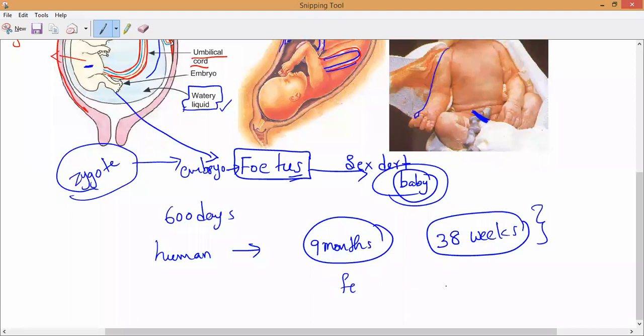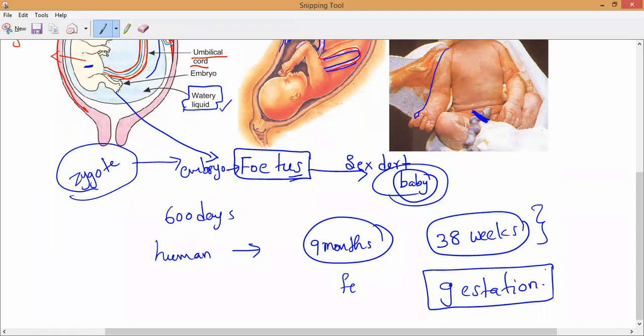This full period is what we call gestation. Understand? It is very important, so please all of you write. What do you mean by gestation, guys? The time period from the fertilization up to the birth of the baby is called gestation. Please write it. Clear, everybody? Right. The time period from the fertilization up to the birth of the baby.